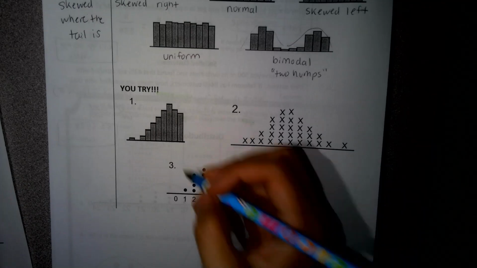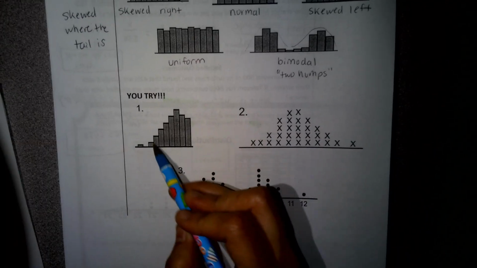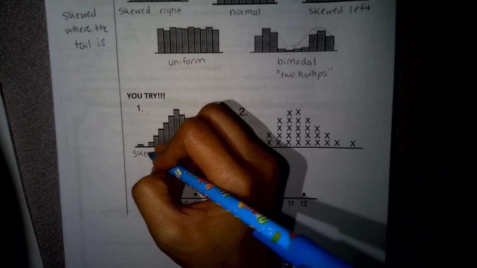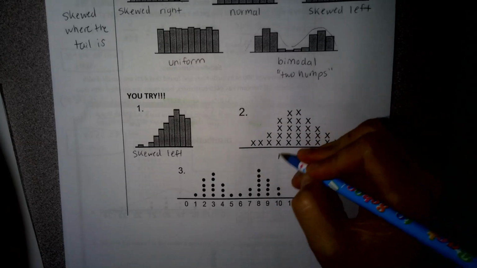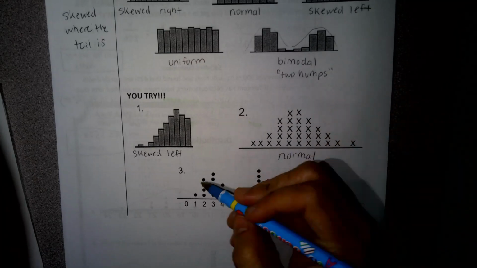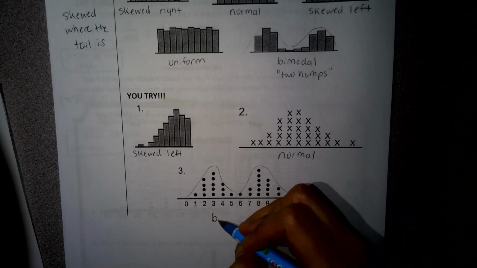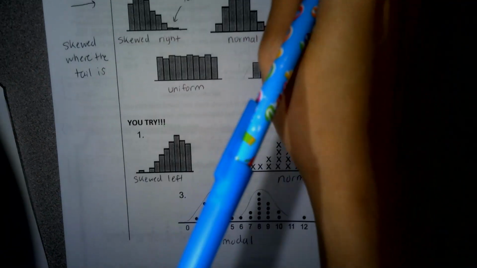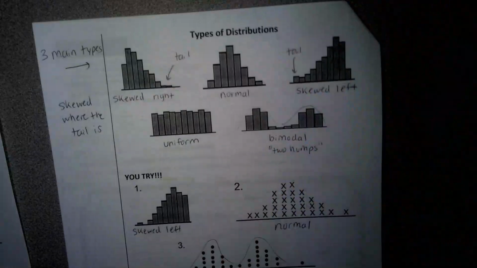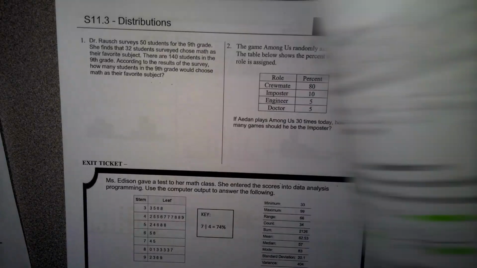Okay, you guys did really well. This one has a little tail at the left. This is skewed left. This one has a nice normal curve. This is normal. And then this one has two little bumps. This is bimodal. All right, so that is it for the types of distributions. Not so bad, just some vocab, getting familiar with it, and then trying to understand how it connects back to your ratio reviews.